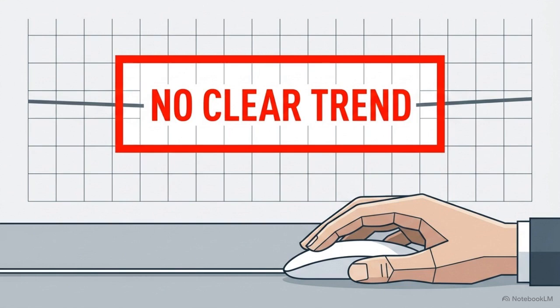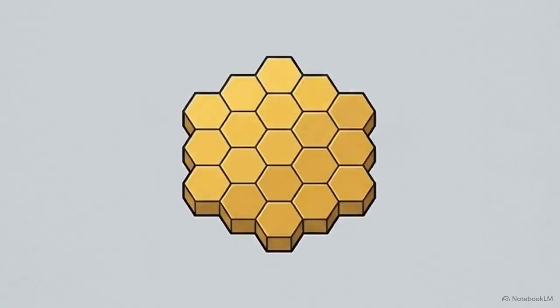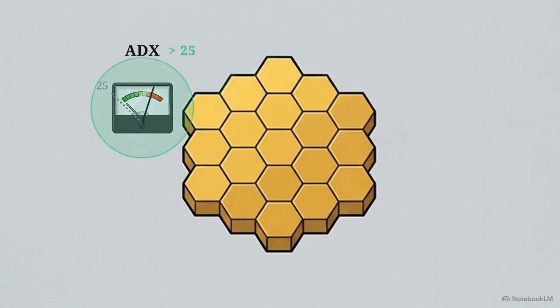To survive flat markets, professionals follow a strict mandate. You never use the Parabolic SAR as a standalone tool. You need a filter. Enter the Average Directional Index, or ADX, an indicator that measures the sheer strength of a trend. You should only trust SAR signals when the ADX reads above 25, proving a trend is actually active.